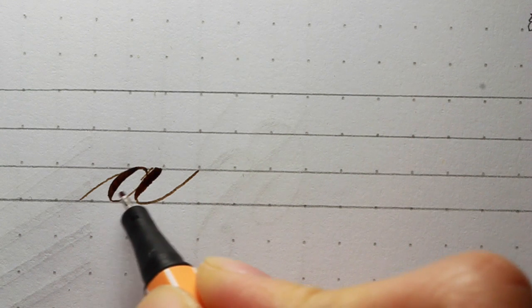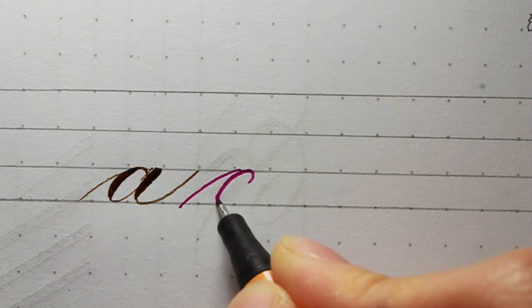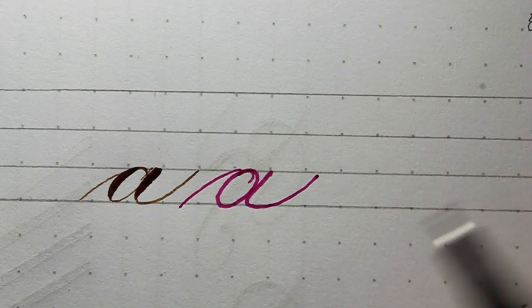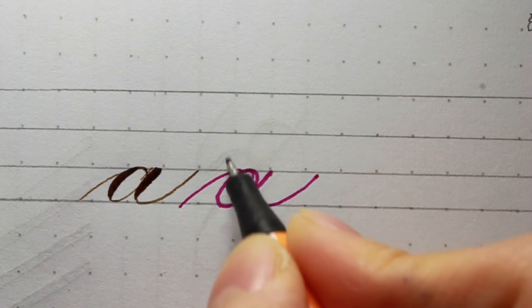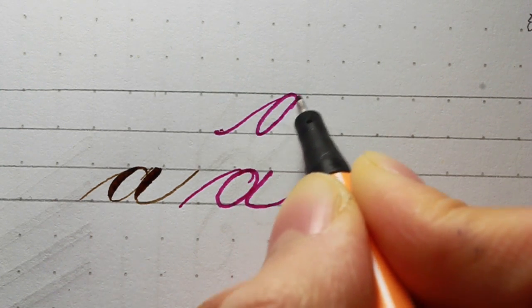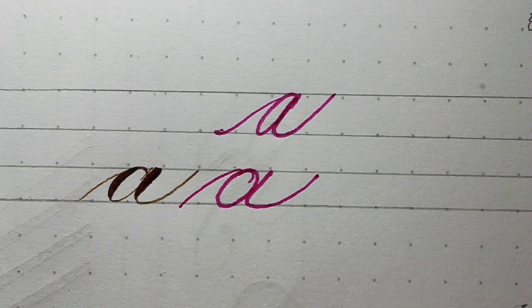Some common mistakes for the lowercase a is that this oval shape is too circular. So the letter looks like this. It looks very elementary. If the shade cuts into the oval, we have a very flat looking a, which is not very graceful.